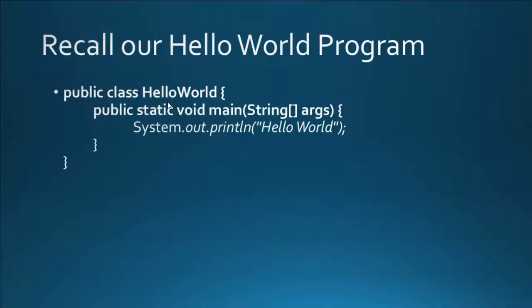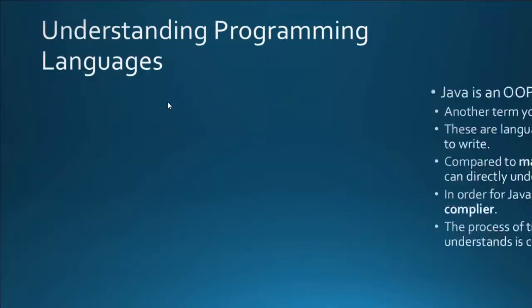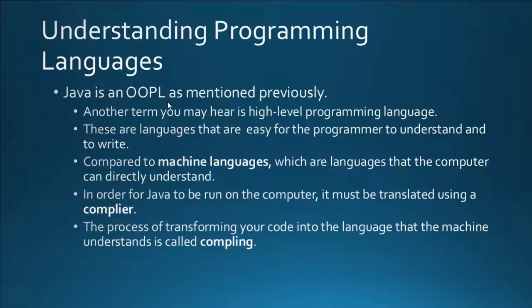All right, yesterday we talked a little bit about our Hello World program, which simply displayed the message, Hello World. Let's talk a little more about what Java is, what it does, and how programming languages work. Java is an object-oriented programming language, as mentioned previously. Another term you might hear thrown around is high-level programming languages. They're called that because these languages tend to be easy for the programmer to understand and write. Compare this against machine languages, which are languages that the computer can directly understand. Think about things like binary or hexadecimal.